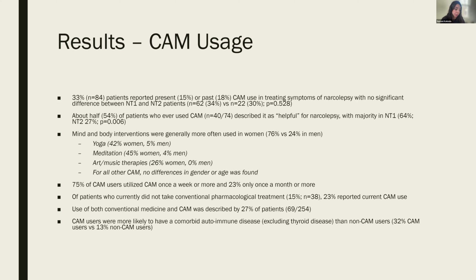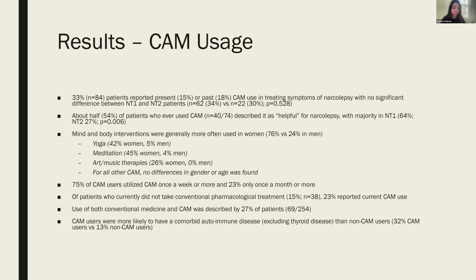Of the CAM use, there were 3 that were mostly used by women, and that was yoga, meditation, and art and music therapy. With art and music therapy, there was 0% of patients that were men that used that. Now, within the CAM users, 75% of them used CAM at least once a week versus 23% who used it about once a month.